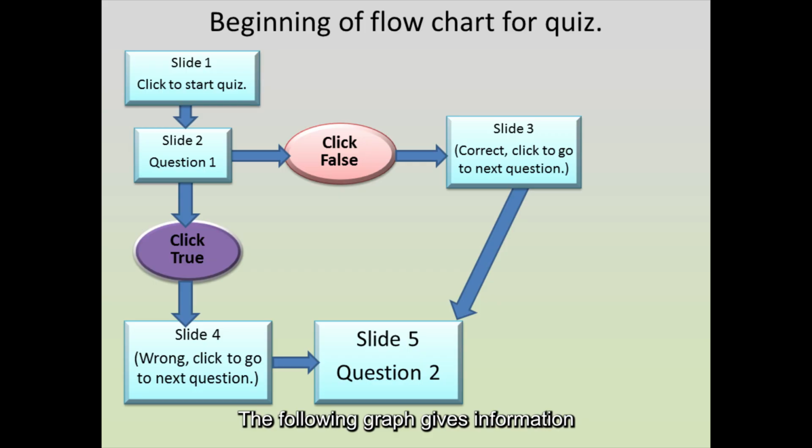The following graph gives information about the beginning of the flow chart for the quiz. It shows how the process is done. The steps include clicking to start the quiz, clicking to go to the next question, and click True. According to this graph, the first step is to click to start the quiz. Followed by that, the second step is to go to question 1. You can see from this graph that the third step is to click False or True. You can also see from this graph that the next step is to click to the next question. The final step is to go to question 2. In conclusion, this graph is very informative.